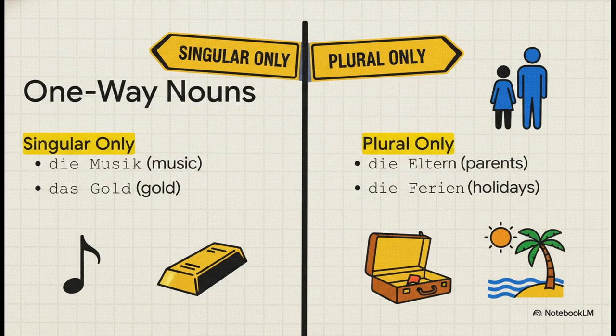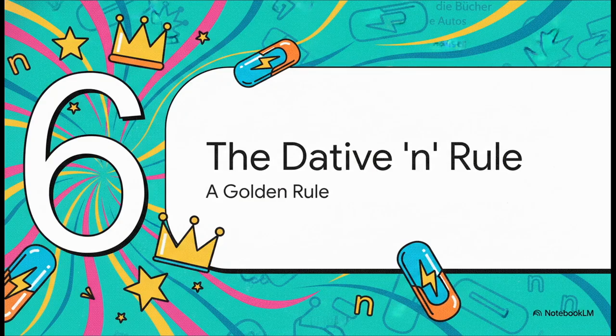And then you've got these one-way nouns. They only exist in singular or in plural form. For example, you can't have 2 musics or 3 golds, so abstract ideas and materials are usually singular only. On the flip side, words like die Eltern, parents, or die Ferien, holidays, are just inherently plural. You can't have just one parent in German. It's a collective noun.